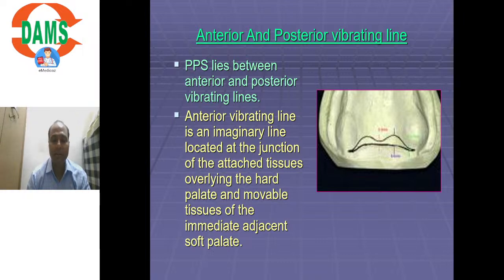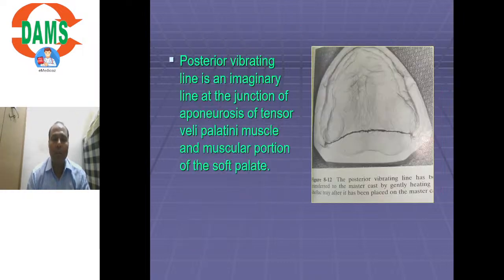plane, Frankfurt horizontal plane. Posterior vibrating line, as I said, is an imaginary line. It lies at the junction of the aponeurosis of tensor veli palatini muscle and the muscular portion of the soft palate. इसके पीछे जो एरिया है वो हाईली मूवेबल एरिया आ जाएगा. ठीक है, तो बेसिकली आपको जो लाइन मार्क करनी है वो मार्क करनी है जहाँ पे हमारा एरिया बिल्कुल भी नहीं हिल रहा और जहाँ पे थोड़ी बहुत मूवमेंट है सॉफ्ट पैलेट की.